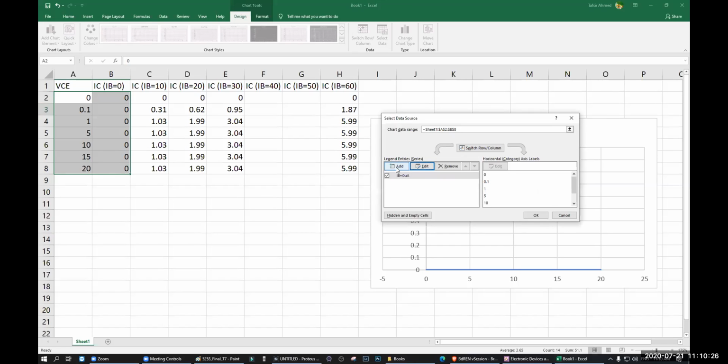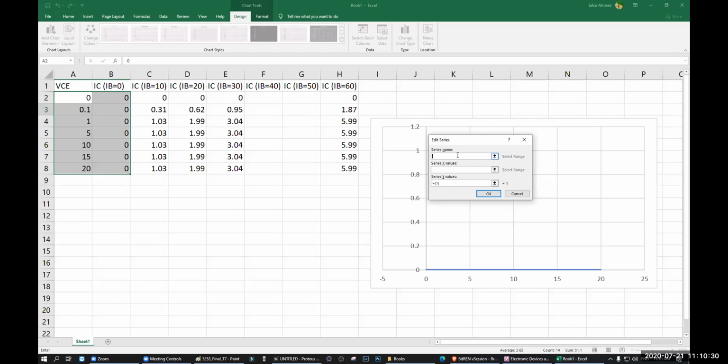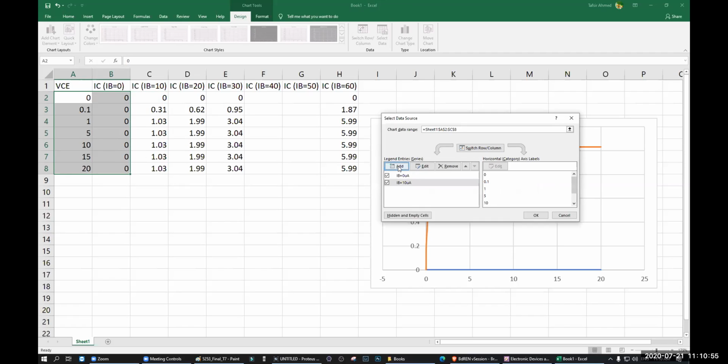Okay. Now I'm going to add series. Here, I'm going to click add. The series name will be IB is equal to 10 microampere, for this one. So X value, which one is X value? I'm going to click this arrow. Can you see the arrow? Click this arrow and select the 0 to 20. Click enter. I'm going to select the Y value. Click these and select these Y. That's it. Okay.